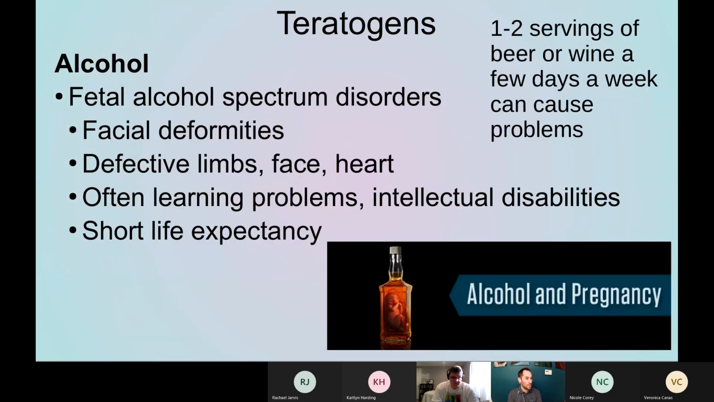Alcohol is a really clear example of this. Fetal alcohol spectrum disorders are caused by the teratogen of alcohol. It can lead to facial deformities in the developing features. It can lead to defective limbs, face, heart. It can also lead to learning problems and intellectual disabilities because the neurons are not exactly where they should be, or connected up how they should be, or myelinating like they should be. With that, 1 to 2 servings of beer or wine for just a few days a week could cause problems in the fetus. So the recommendation is not to use any alcohol when pregnant at all. And that's generally the recommendation for most of these teratogens that we're going to talk about.